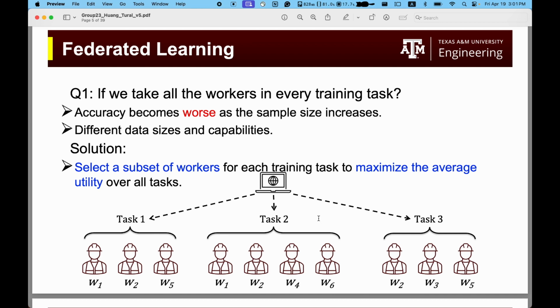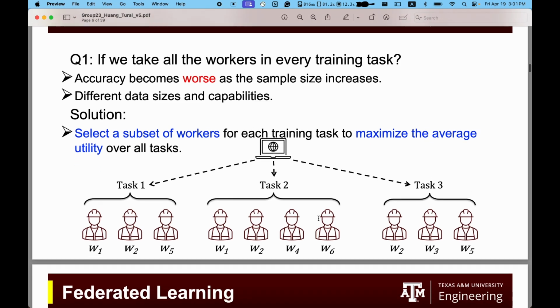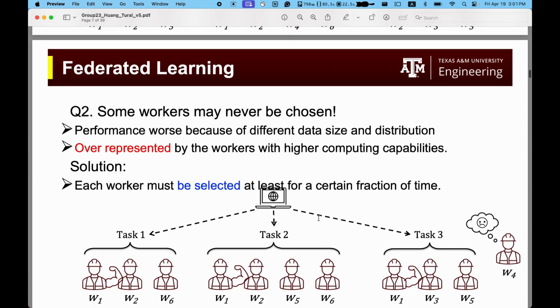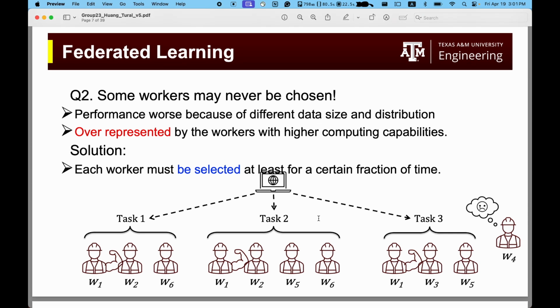So our problem becomes how do we select a subset of the workers for each training task to maximize the average utility. To maximize the average utility, it is possible that some workers may never be chosen. What do we mean by that? For example, in this figure, you can see that worker 4 is not chosen in either task 1, task 2, or task 3.